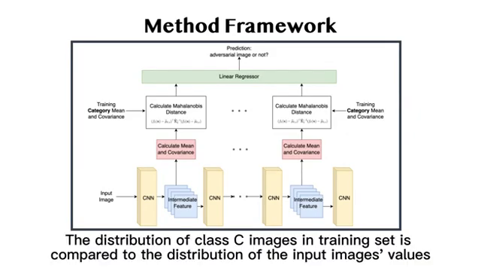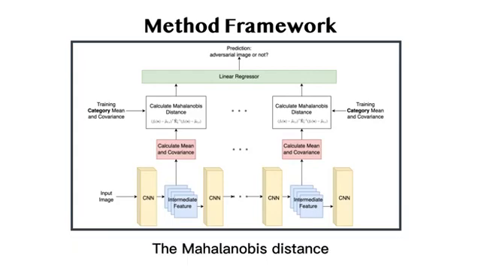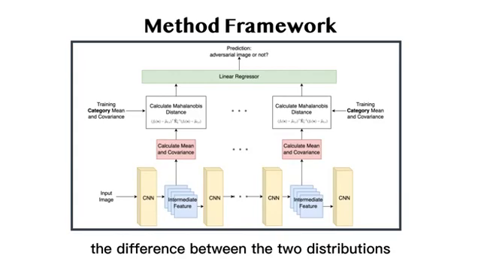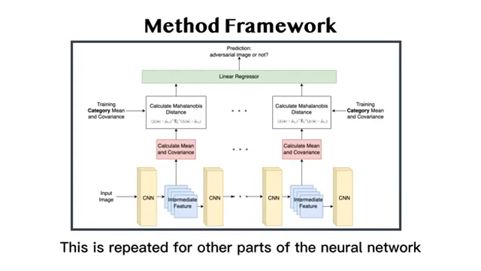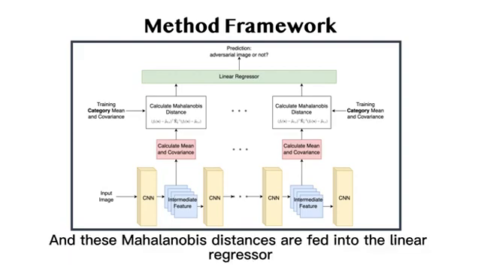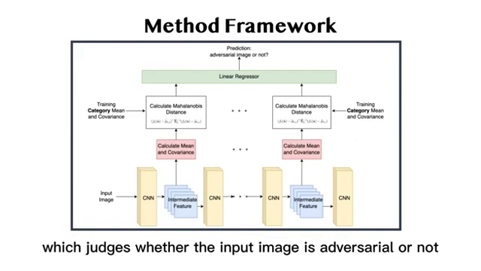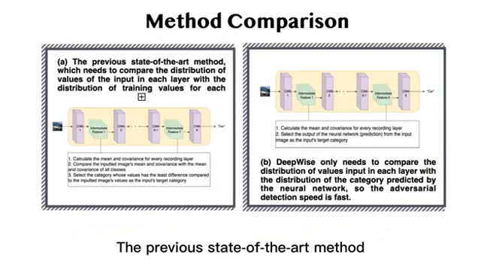The distribution of class C images in the training set is compared to the distribution of the input image's values. The Mahalanobis distance, that is, the difference between the two distributions, is calculated. This is repeated for other parts of the neural network, and these Mahalanobis distances are fed into a linear regressor, which judges whether the input image is adversarial or not.